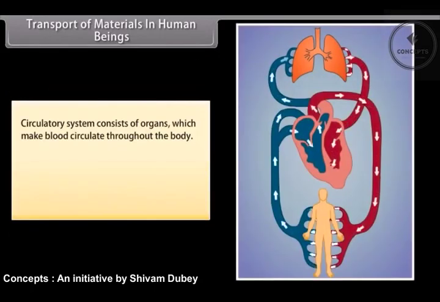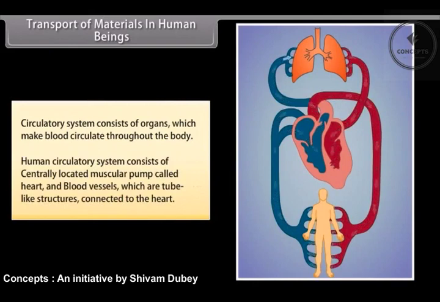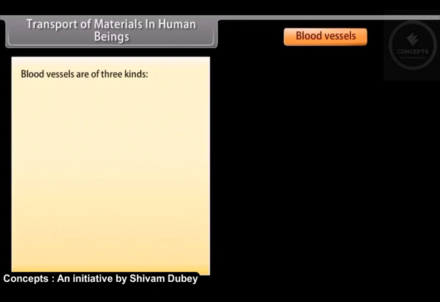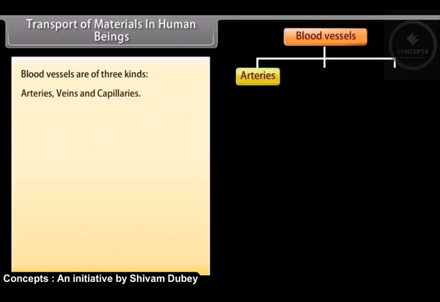Circulatory system consists of organs which make blood circulate throughout the body. The human circulatory system consists of a centrally located muscular pump called the heart and blood vessels which are tube-like structures connected to the heart. Blood vessels are of three kinds: arteries, veins and capillaries.